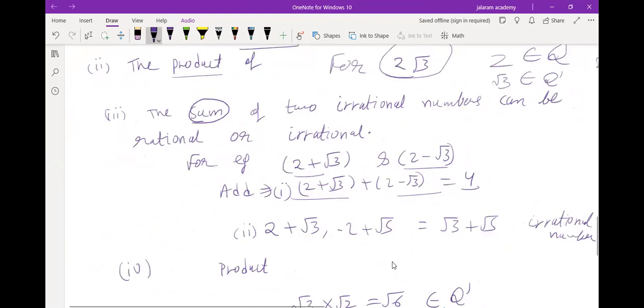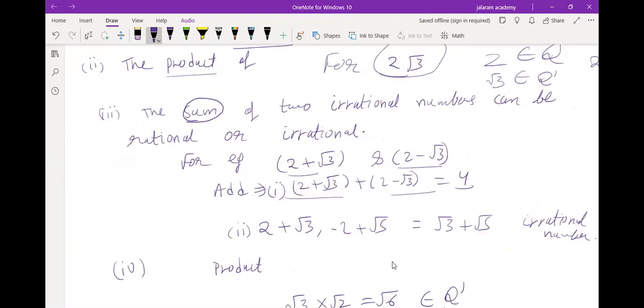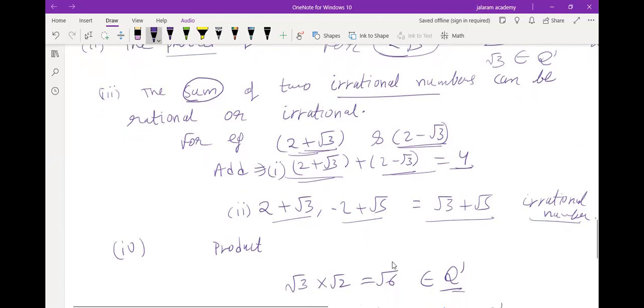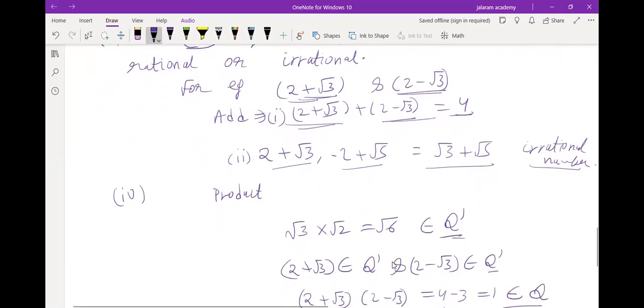Now, the sum of two irrational numbers can be rational or irrational both. Is that clear to you? So 2 plus root 3 is an irrational number, 2 minus root 3 is also an irrational number. And if we add them, 2 plus root 3 plus 2 minus root 3 is 4, which is a rational number. Understood? But if we add 2 plus root 3 and minus 2 plus root 5, it gives root 3 plus root 5 as a result, which is an irrational number. Understood?